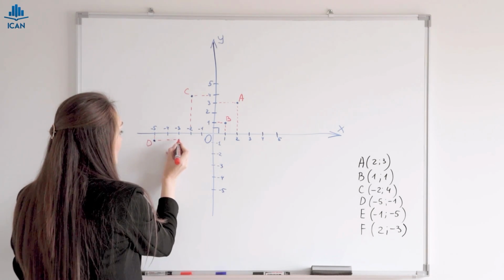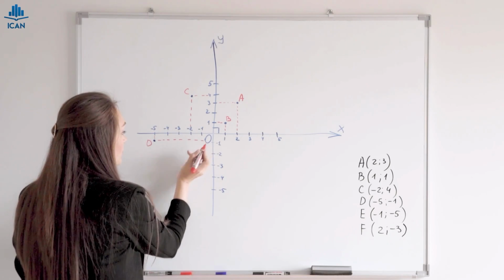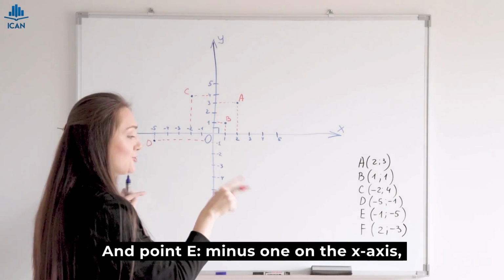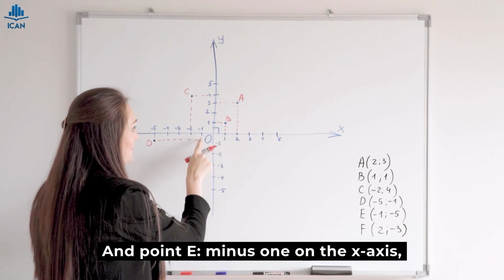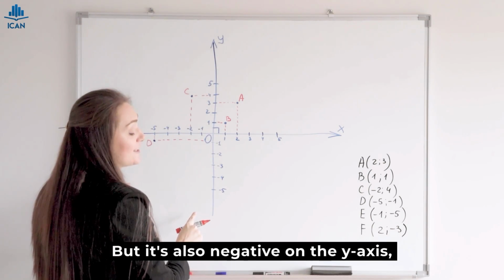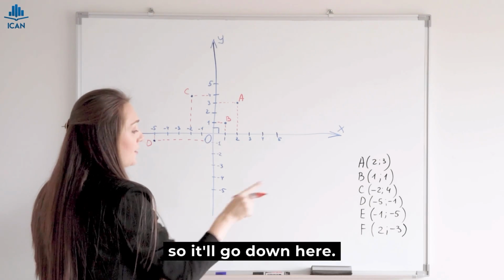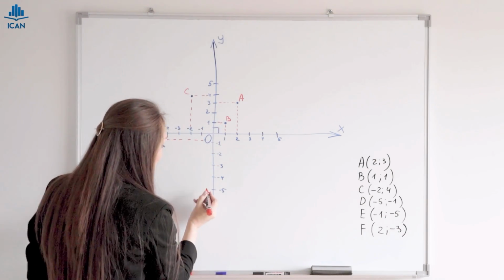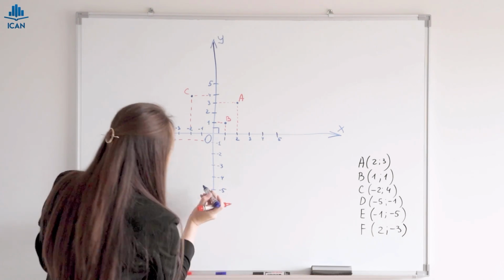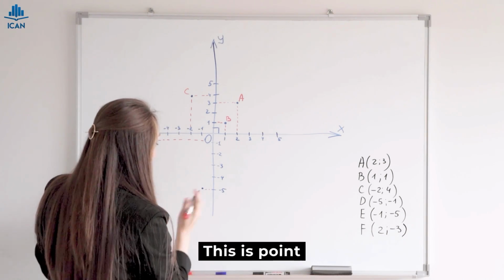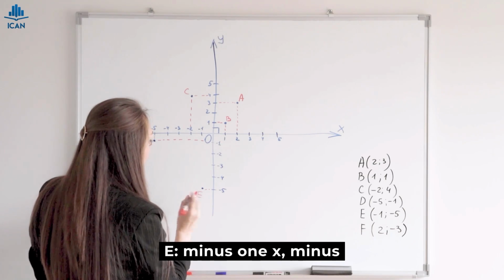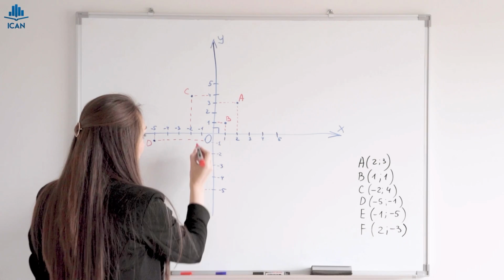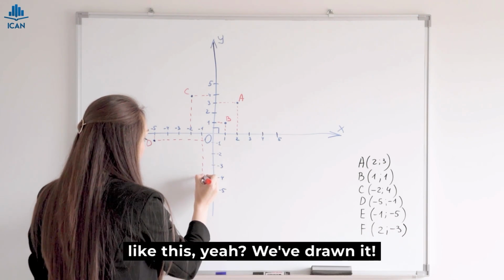D, right here. Oh, well, about like this, yeah? Minus 1. And point E, minus 1 on the x-axis, so it's somewhere around here. But it's also negative on the y-axis, so it'll go down here. And it ends up right here. This is point E, minus 1x, minus 5y, right? Good. About like this, yeah?